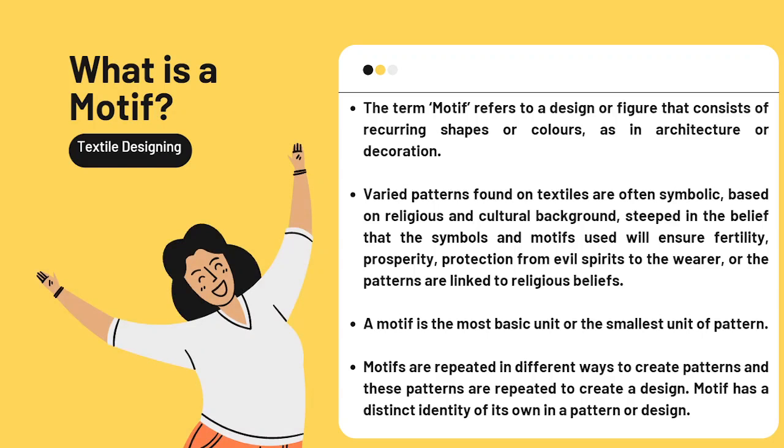So what is a motif? A motif is a single design unit that is used to create a textile design. For example, you can use a motif to create a border design for embroidery or for a woven design, or you could use a motif to create an all over design on a fabric. The term motif refers to a design or a figure that consists of recurring shapes or colors, as in architecture or decoration.